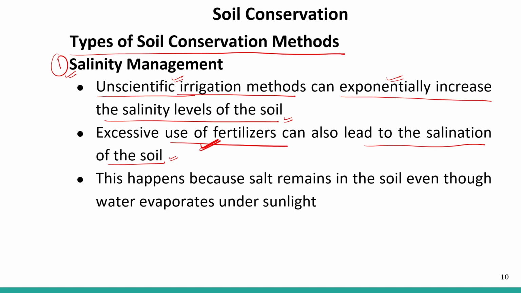So we must use fertilizer, but judiciously. We must follow the sustainable way of using fertilizer. In fact, we can use manure: less use of fertilizer and more use of manure. And sometimes we can use only manure for enhancing the fertility of the soil.